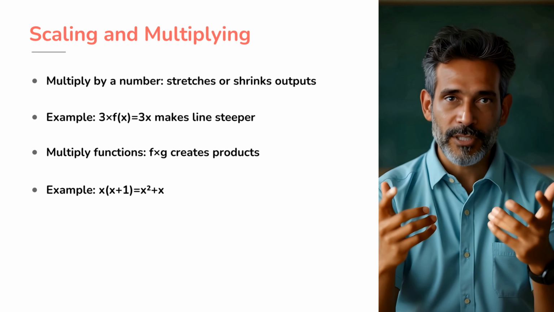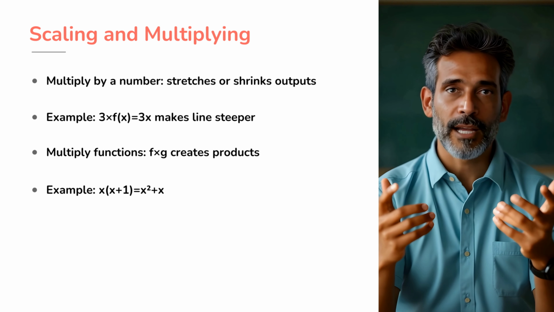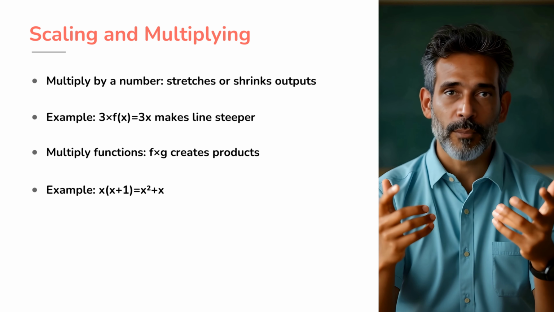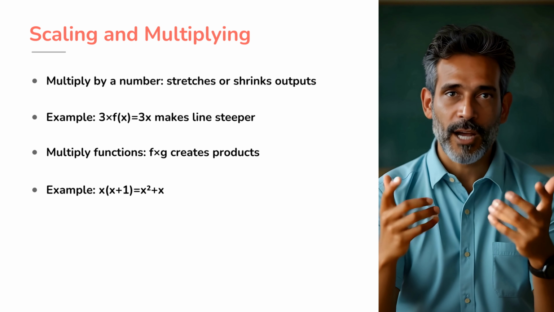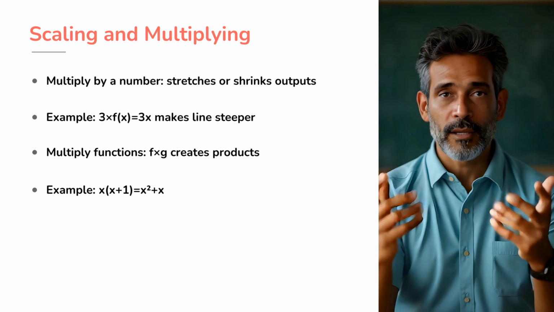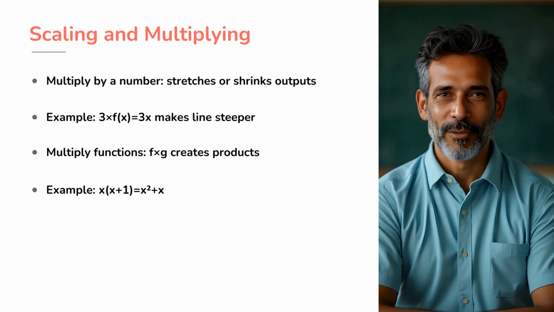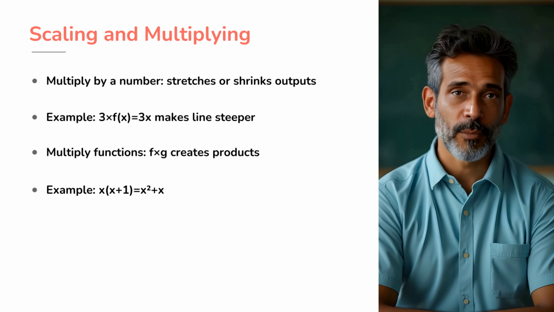Let's explore how scaling and multiplying affect mathematical functions. First, multiplying a function by a number stretches or shrinks its output. For example, 3 times f(x) equals 3x. This means the slope of the line becomes steeper.